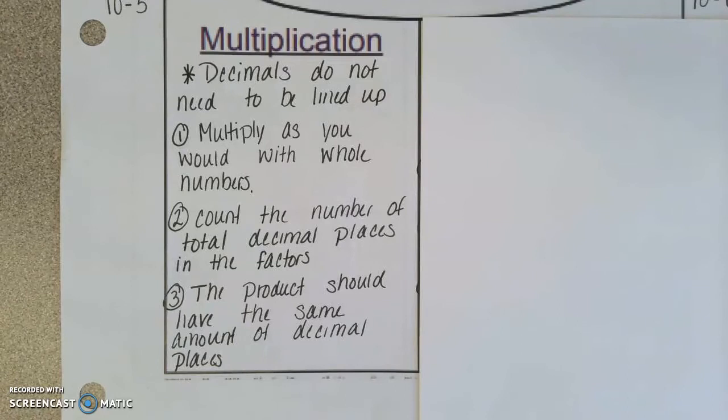And then step one, you're just going to multiply like you do with whole numbers. So you'll just put your numbers down and multiply like you do with whole numbers without worrying about the decimal point. Then you count the number of total decimal places in the factors. So in the two numbers you're multiplying, you just count how many decimal places you have all together. And then lastly, your product will have the same amount of decimal places.